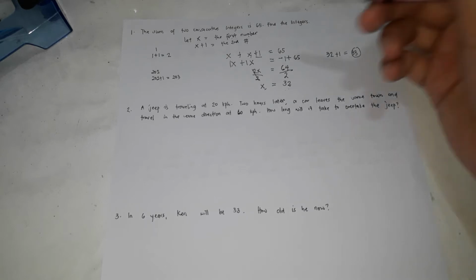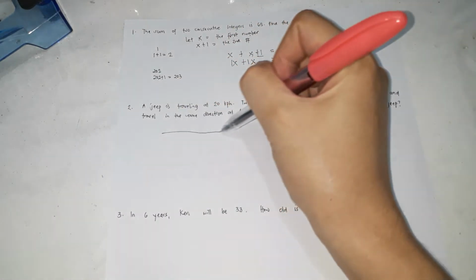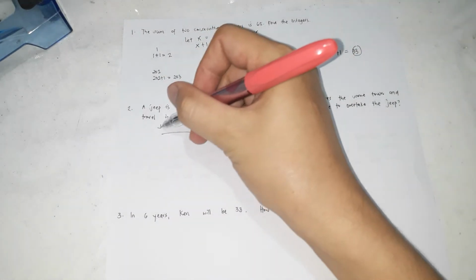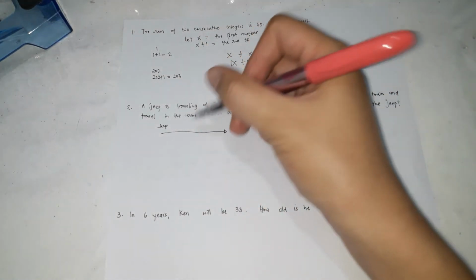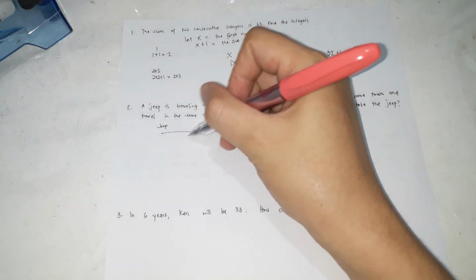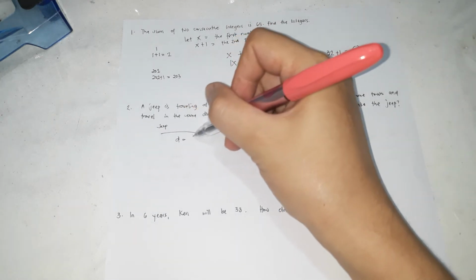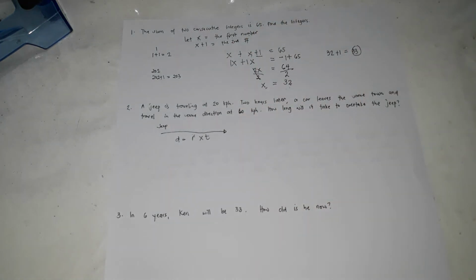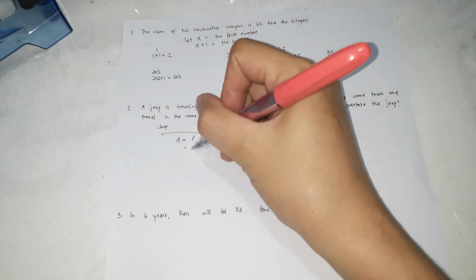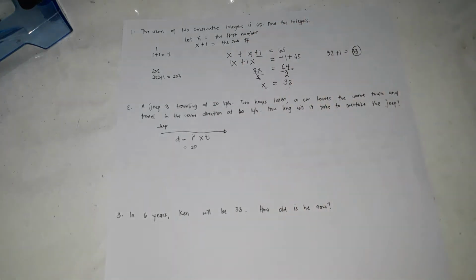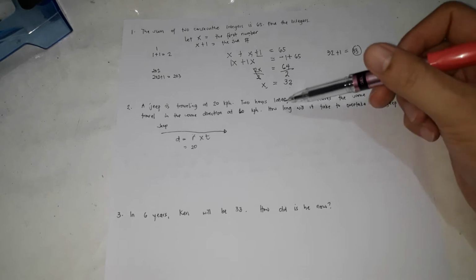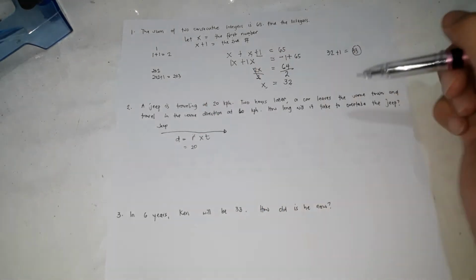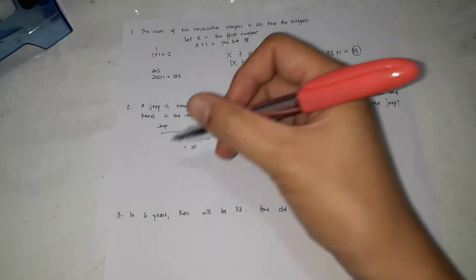So, there is a jeep. Umalis siya from a certain town. Si jeep to. Tapos, ang rate niya is 20. We know that distance is rate times time. So, rate times time, we know that the rate of the jeepney is 20. And we also know the time. We don't know the time, rather. Yan ang hinahanap natin, because the question is, how long will it take to overtake the jeep?